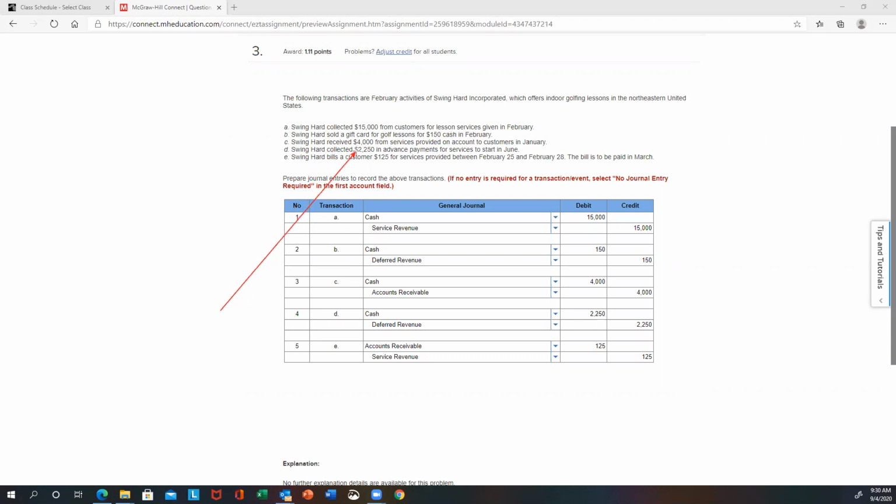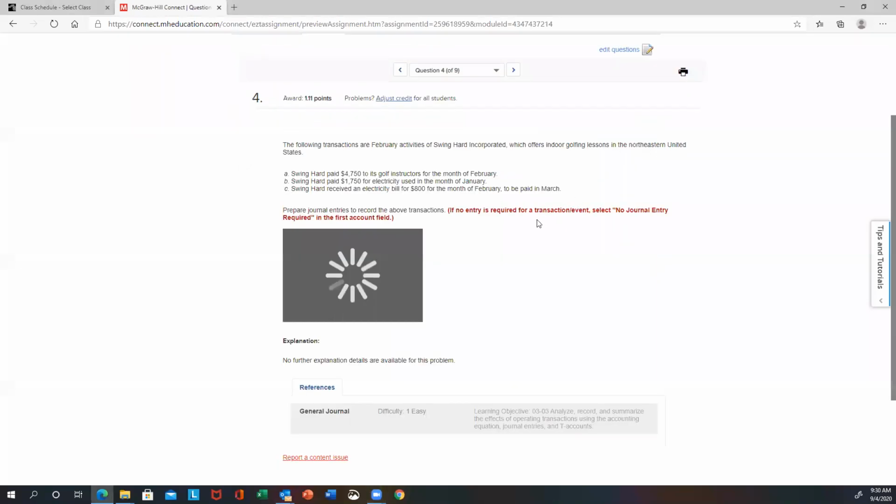D, you collected $22.50 in advance. Again, this is a prepayment, so it's a deferral, just like part B. So debit cash, credit deferred revenue. Remember, that's the liability. And then E says you billed a customer, so this is going to be an accounts receivable because you've earned it. So debit AR and credit service revenue. All right, that's number 3.